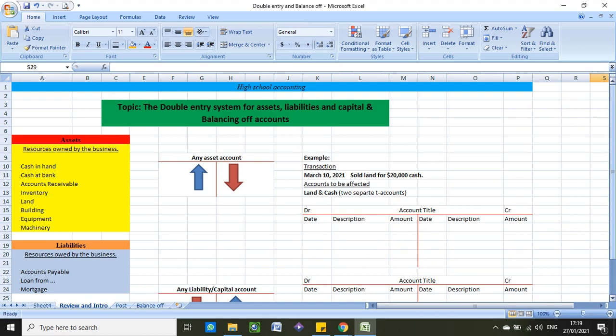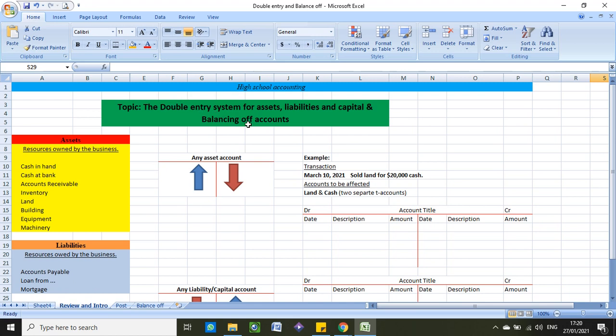Hello everyone. In today's video I would like to go over the double entry system for assets, liabilities and capital, and then I will teach you how to balance off accounts. I will start with a review and then I will get into the double entry system.